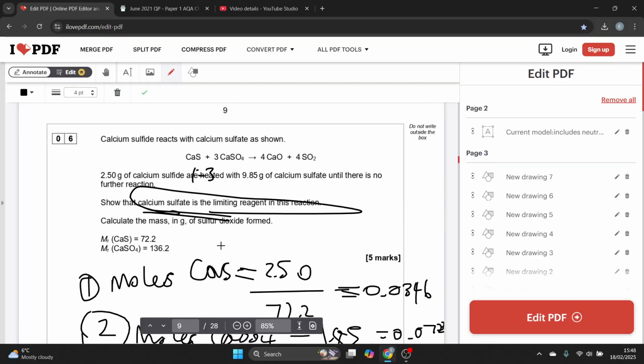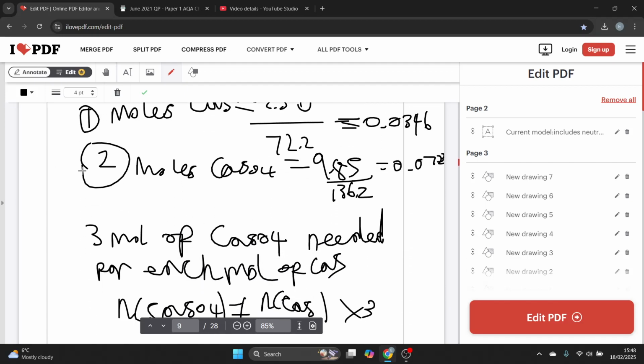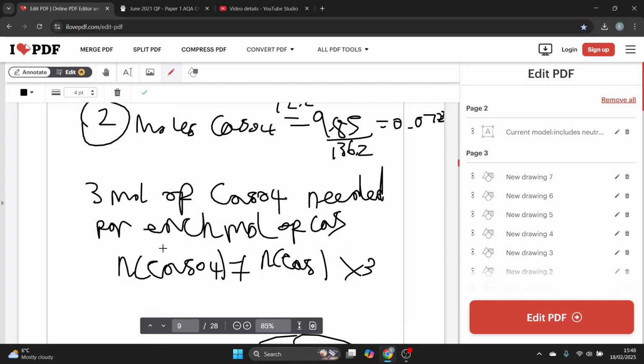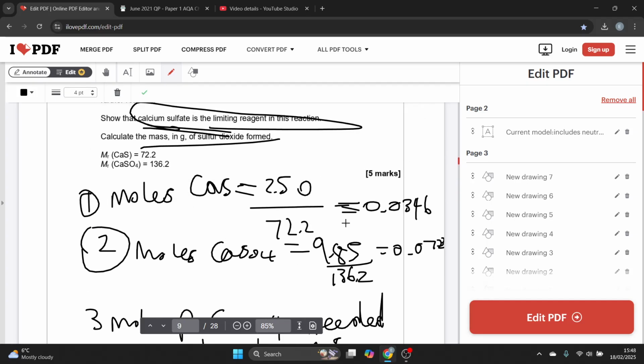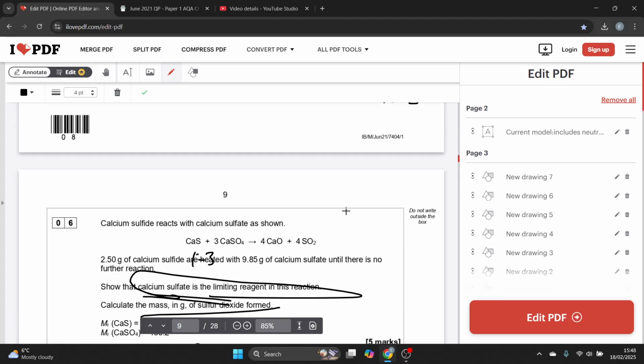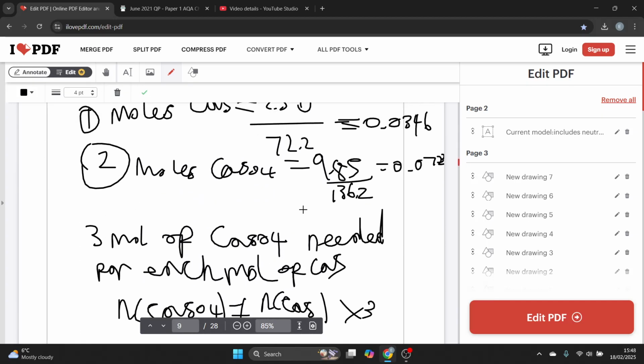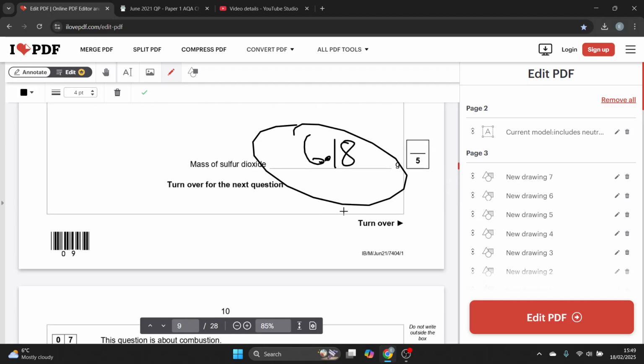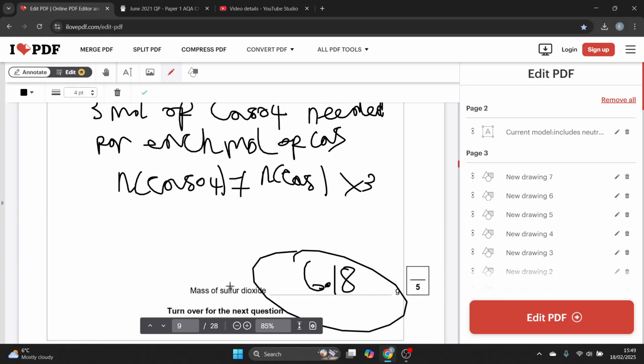Always think about these kinds of mathematical calculation questions. Why would it want me to show calcium sulfate is the limiting reagent in this reaction and then calculate the mass of sulfur dioxide formed? So show it's the limiting reagent, 3 moles needed for each mole of this, and it's clearly not 3 times the number of moles of CaS. Then use those moles of calcium sulfate to work out the number of moles of sulfur dioxide, and hence the mass of sulfur dioxide.